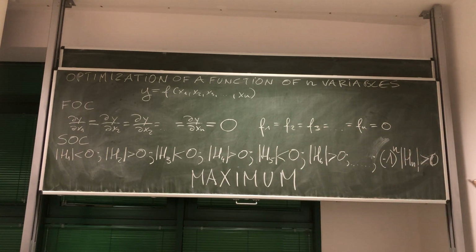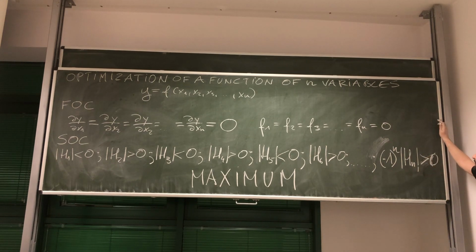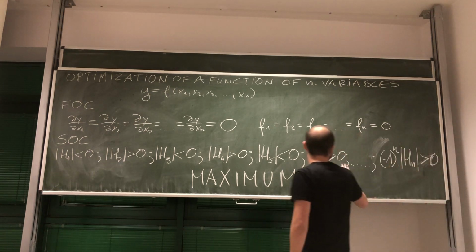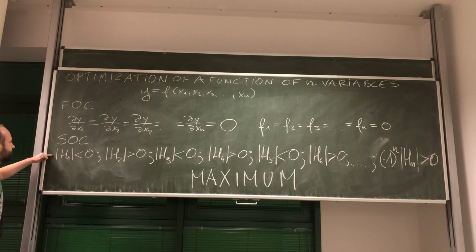But look, we don't need to remember all that. Look, what do we get from this formula? We have negative 1 up front, right? To the power of n. So if we have negative 1 over here to the power of 1, so we have the first Hessian, we have negative 1 times the first Hessian, which needs to be bigger than 0, which means that the principal minor is lower than 0.